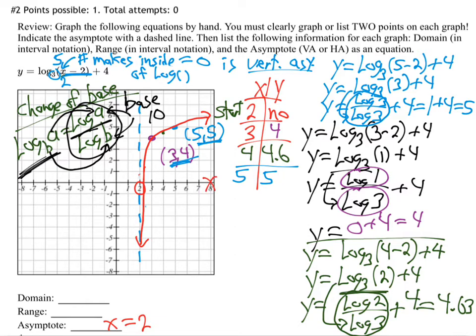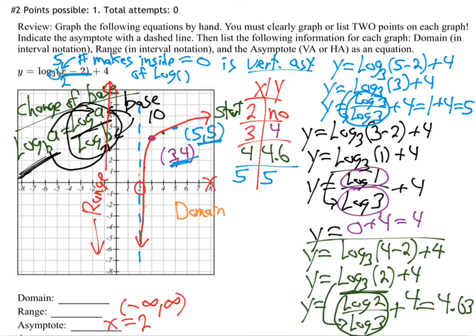What's the range? Remember, the range is like the up and the down. The range is how low the graph goes and how high the graph goes, from bottom to top. So the graph goes from negative infinity to positive infinity. It goes down forever and up forever. Last question, what is the domain?